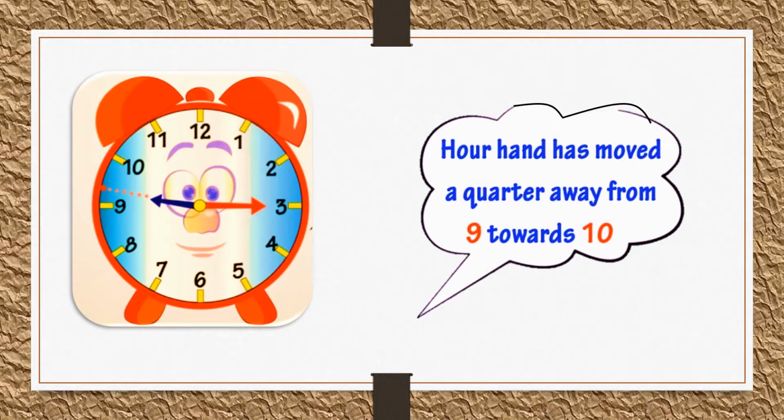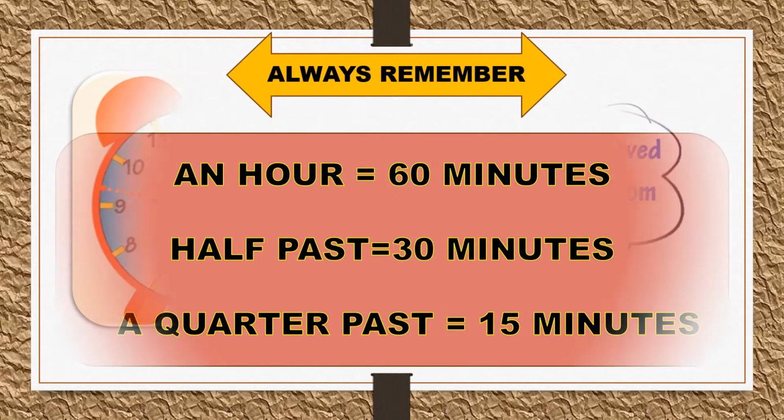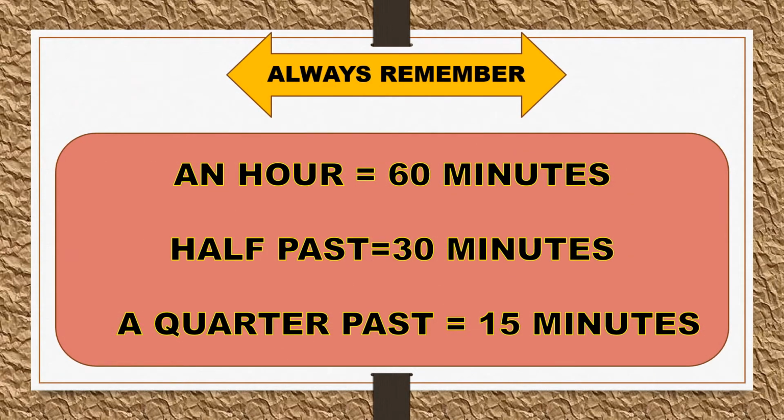Now, observe this clock. Here, the hour hand moved a quarter away towards 10. So, the time in this clock is a quarter past 9. Children, always remember, an hour is equal to 60 minutes. Half past is equal to 30 minutes. A quarter past is equal to 15 minutes.